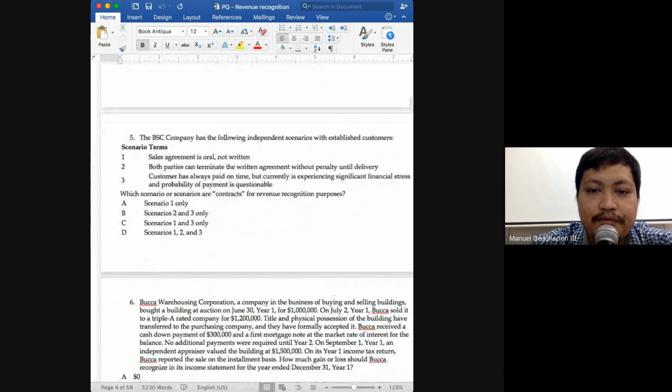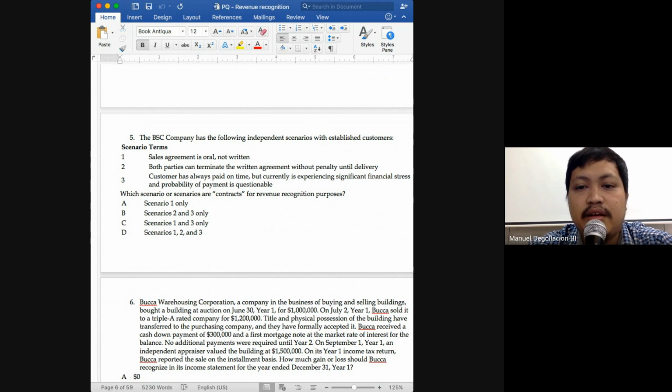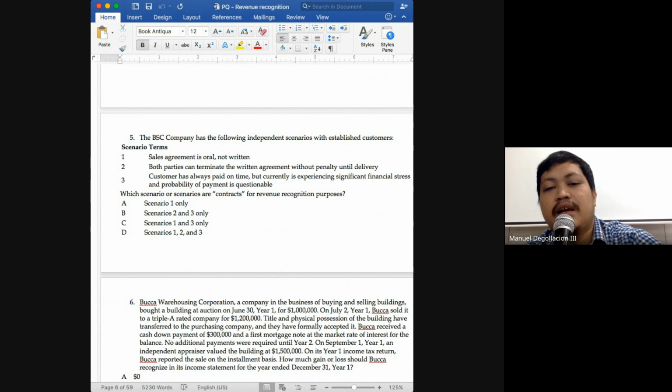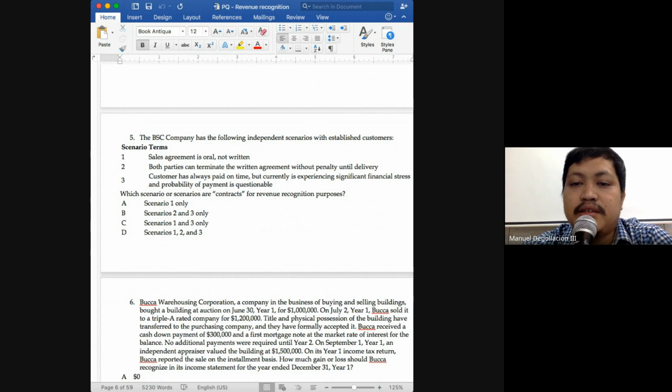Let's proceed to number 5. The company has the following independent scenarios with established customers. Scenario number 1, the sales agreement is not written. Is that a bar from having a contract, class? Just because it is oral doesn't mean we cannot conclude that there exists a contract. The answer is no. Again, as emphasized earlier, it may be oral, written, or even simply implied.